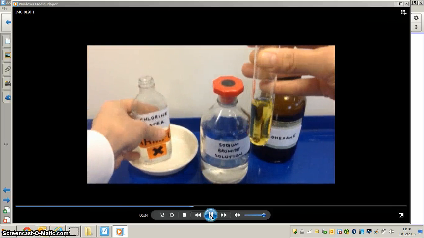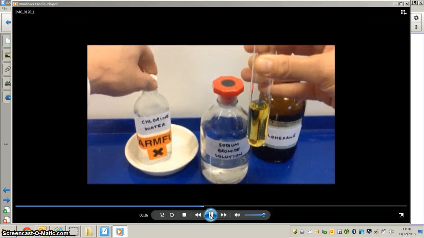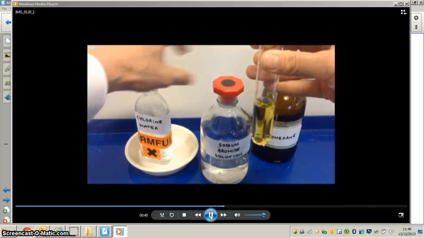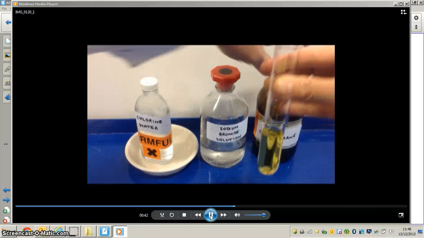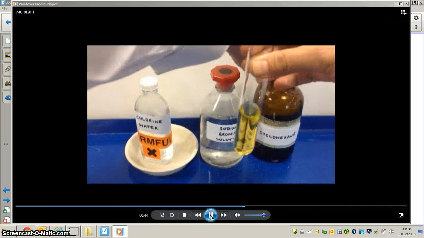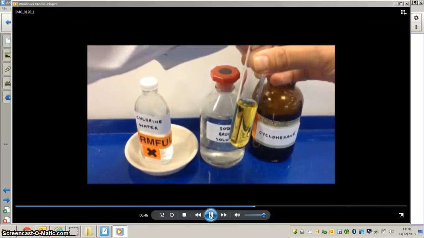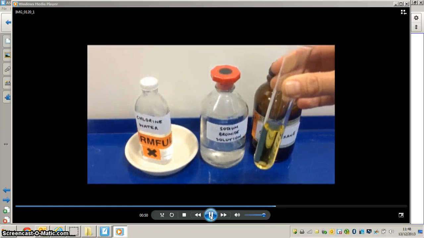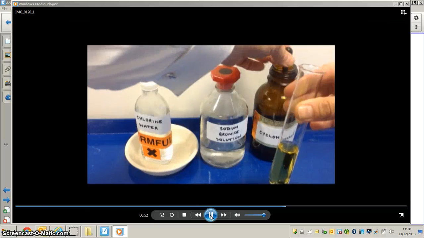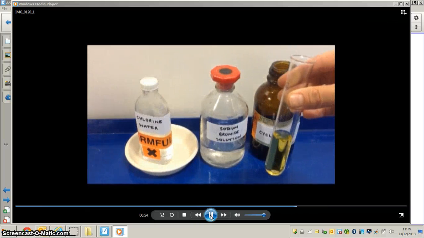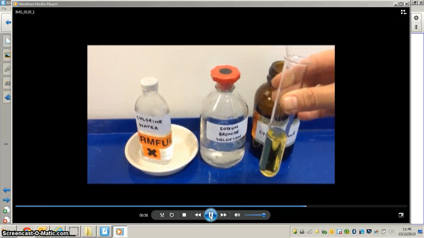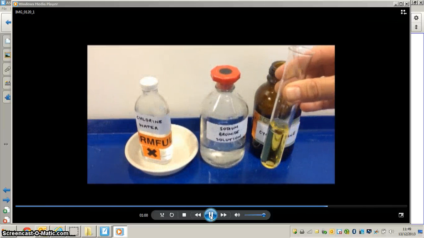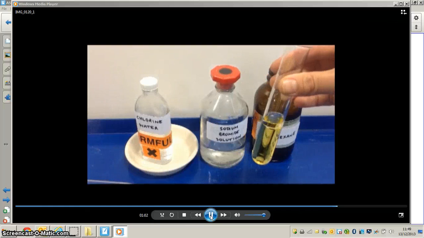You can see that it starts to turn a sort of orangey brown colour, and that is because the chlorine has displaced the bromide. So the chlorine has become chloride and the bromide has become bromine. And to show that better, what we do is we add a non-polar solvent. In this case, the non-polar solvent is cyclohexane, often used in this type of experiment.